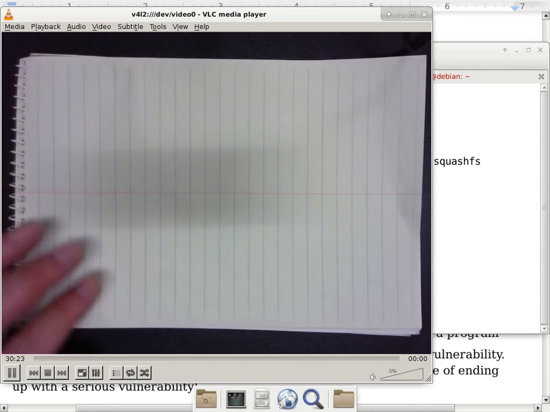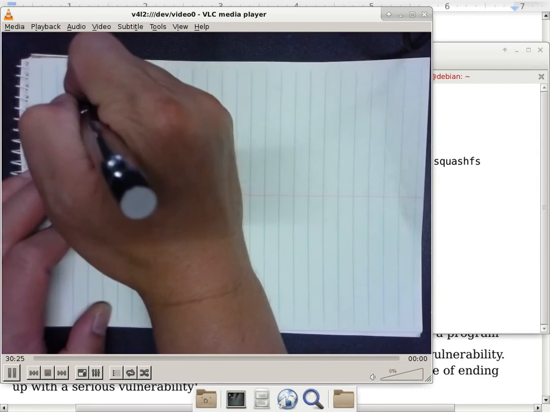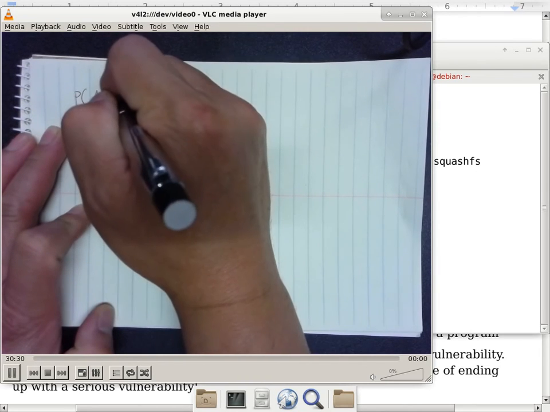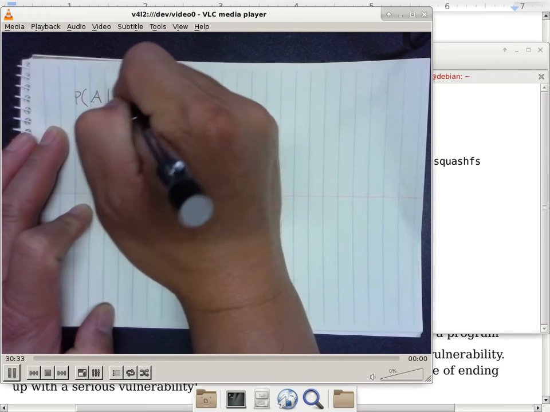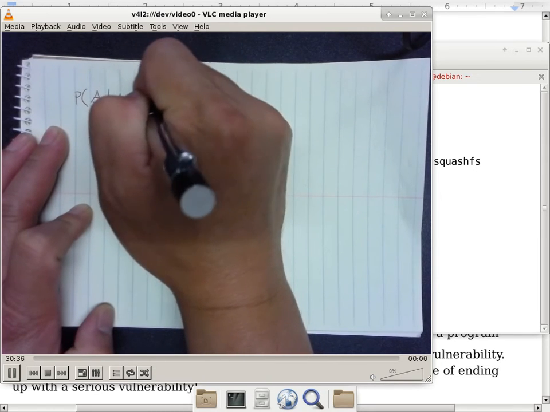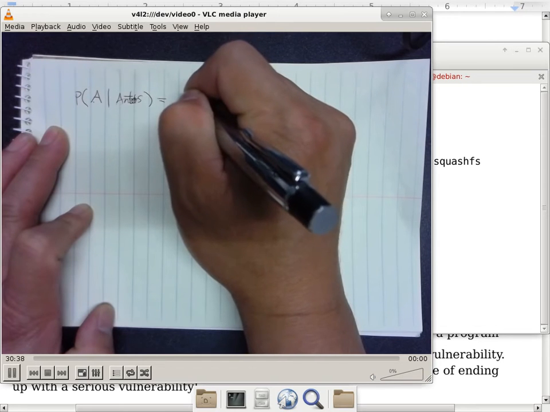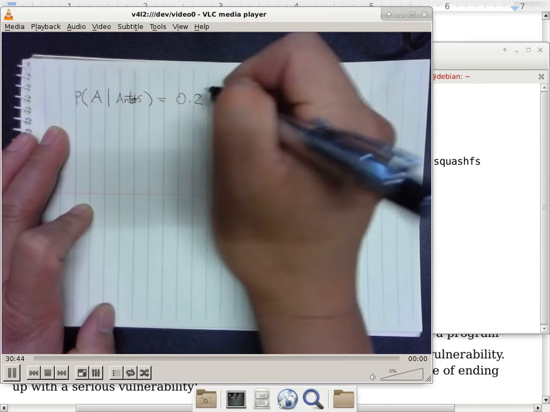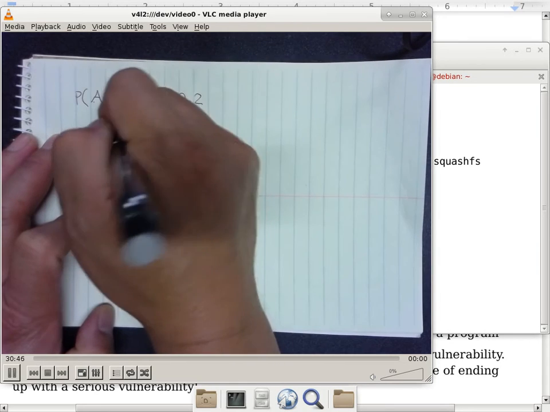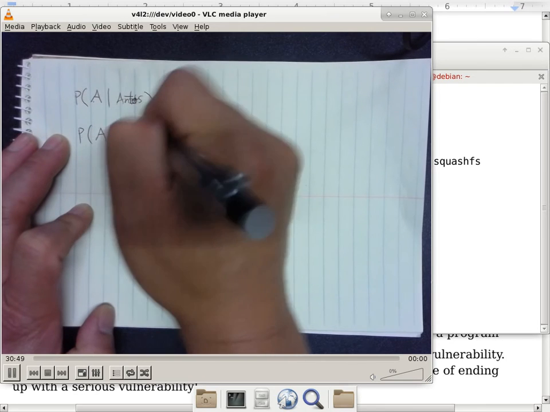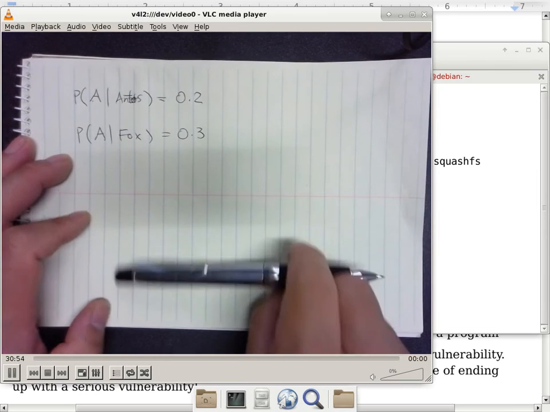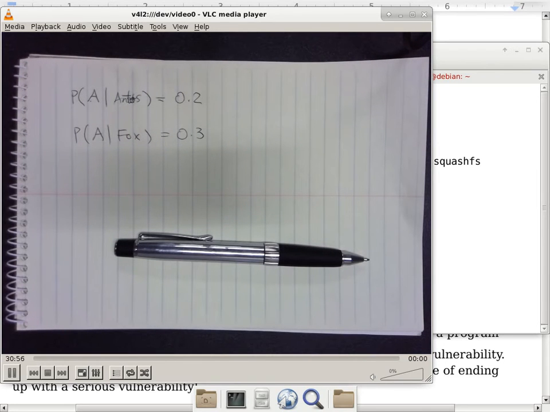Okay, so let's say, in this case, the chances of getting an A conditional to you're in Antos' class is, well, the usual ratio is about 20% or so, okay? And let's say getting an A out of Professor Fox's class is 0.3, okay? So that might change the way you choose who you take from, given the choice is there.